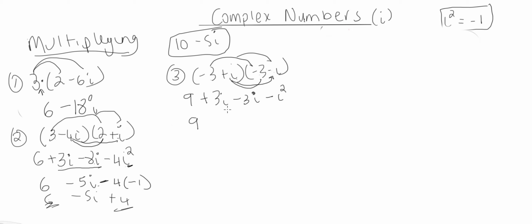Combine your like terms, which will often be right here. 3i minus 3i cancels out. That's 0, so I really don't have to do that. Minus i squared. So i squared is negative 1. Now I just have to do 9 minus negative 1, and that is equal to 10.